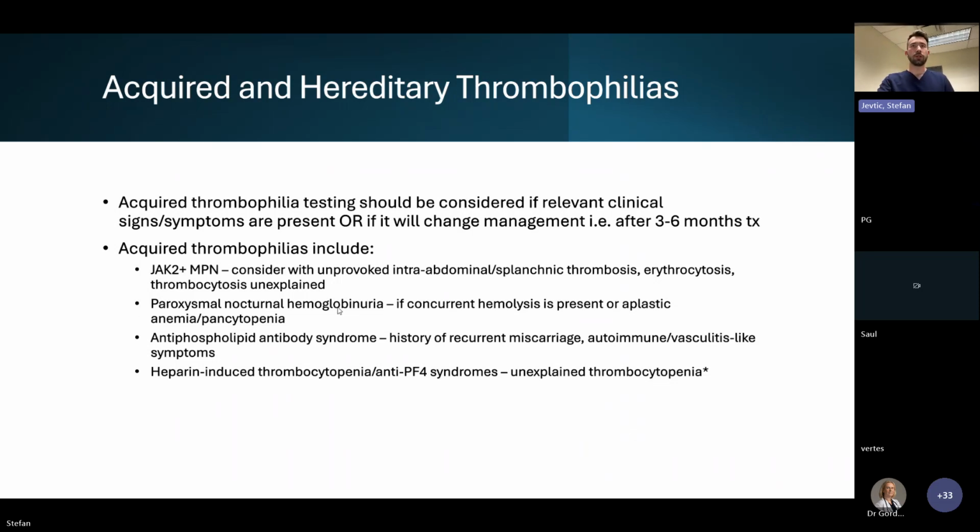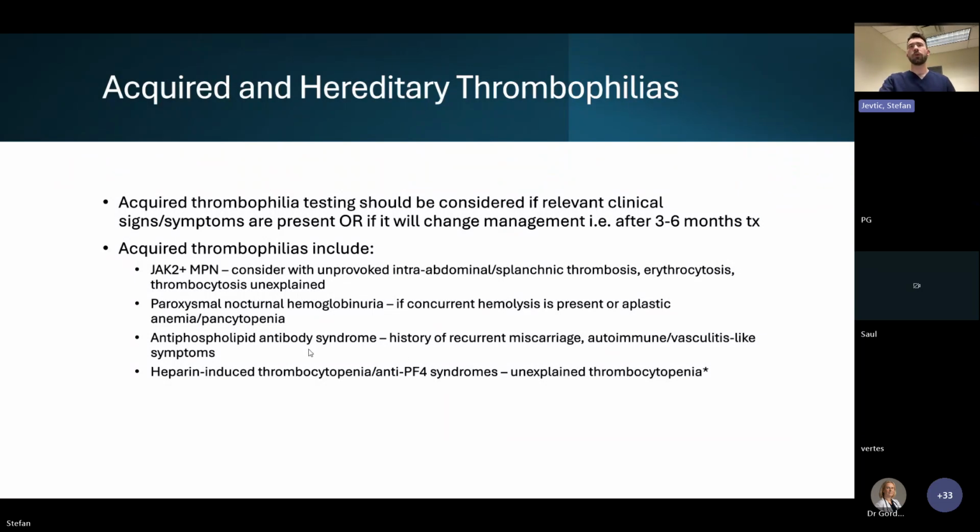PNH, or paroxysmal nocturnal hemoglobinuria. If you see a patient, particularly a young patient, with concurrent hemolysis that's unexplained or DAT negative, you should consider sending flow cytometry for this, or if there's an aplastic anemia or pancytopenia type picture.